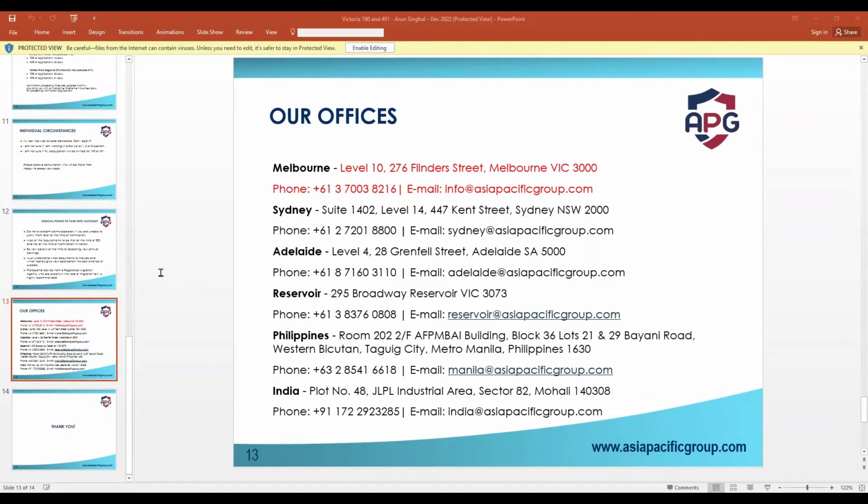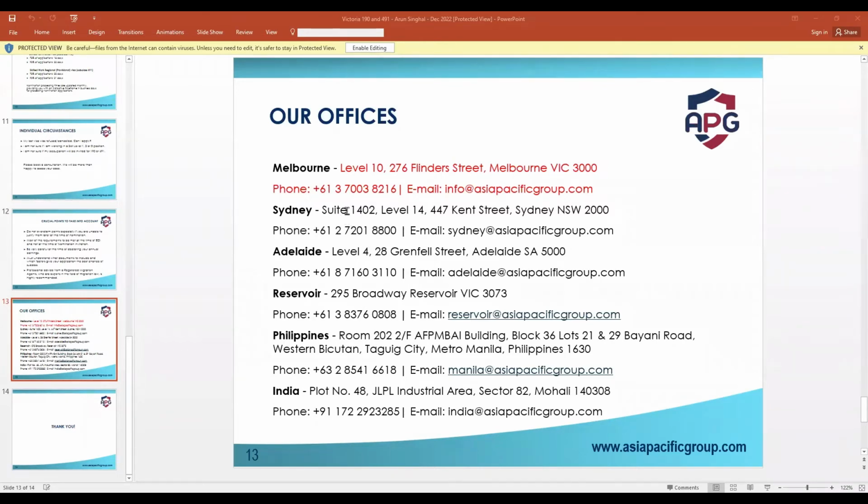So only the 190 or 491 visa can be applied for. Usually the Victorian state is inviting, and if they invite IT, they invite software engineers, which are long term.